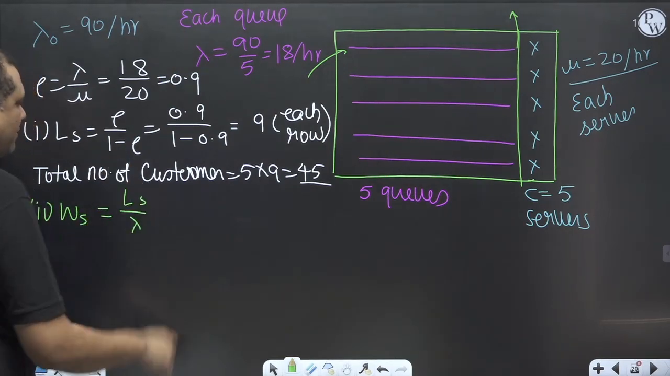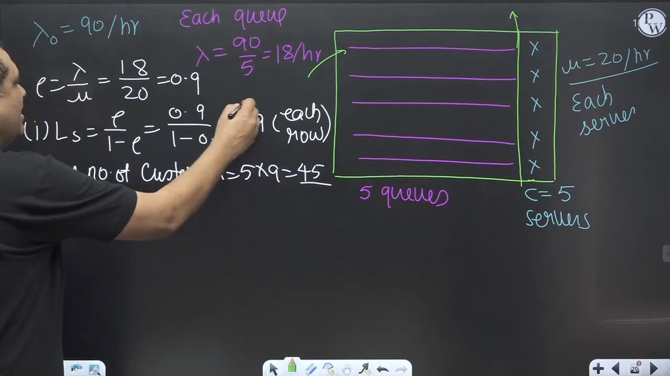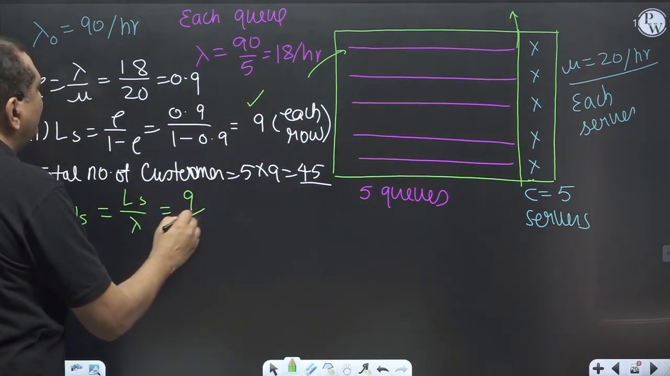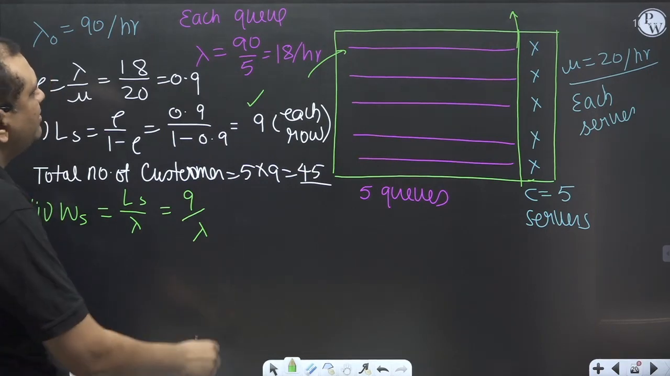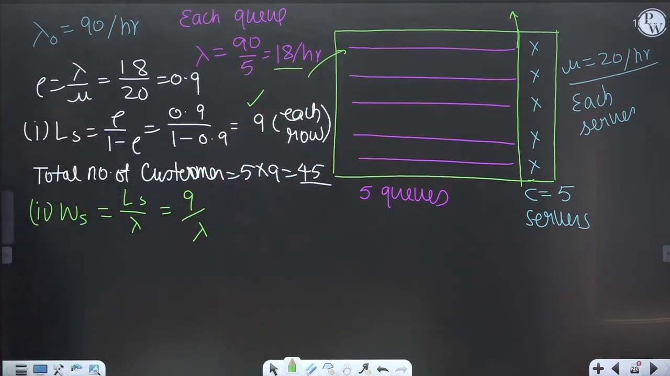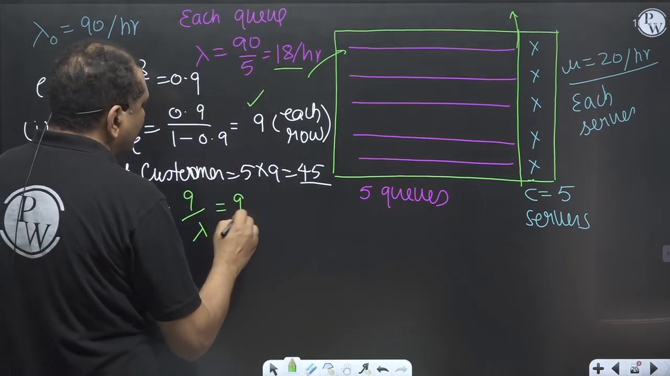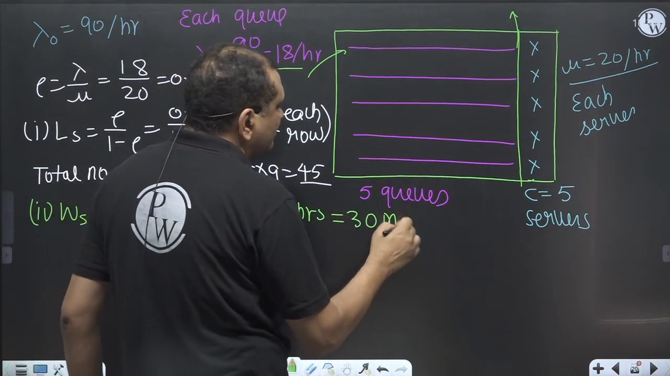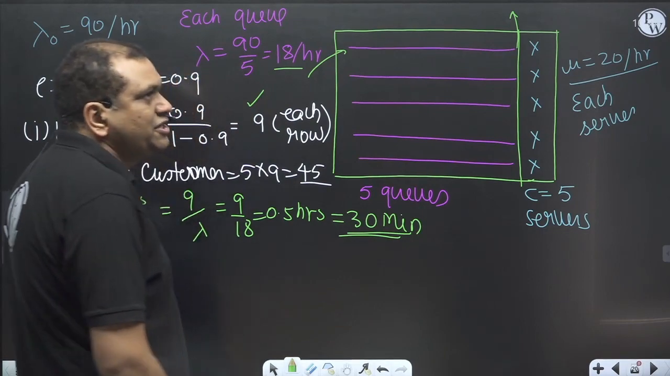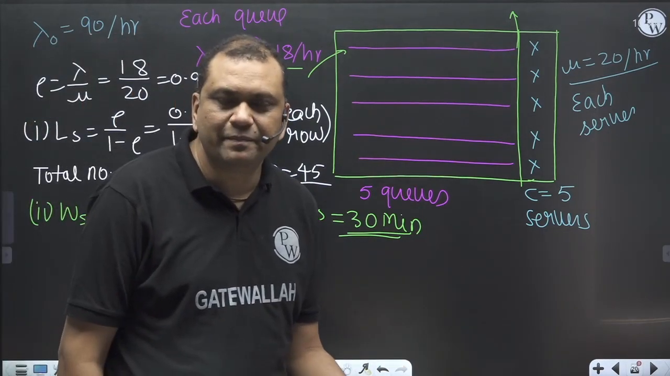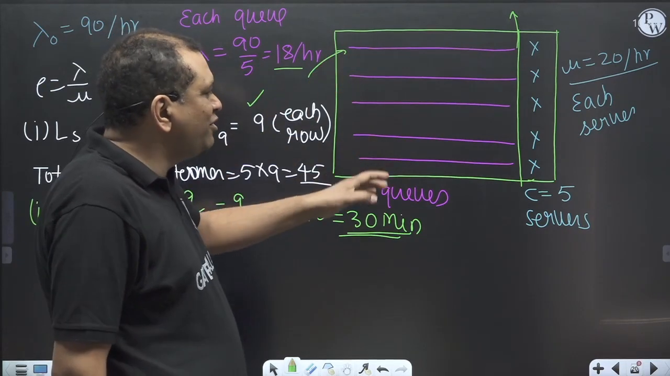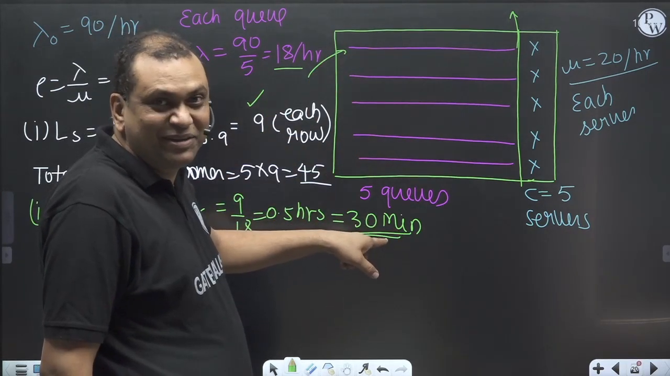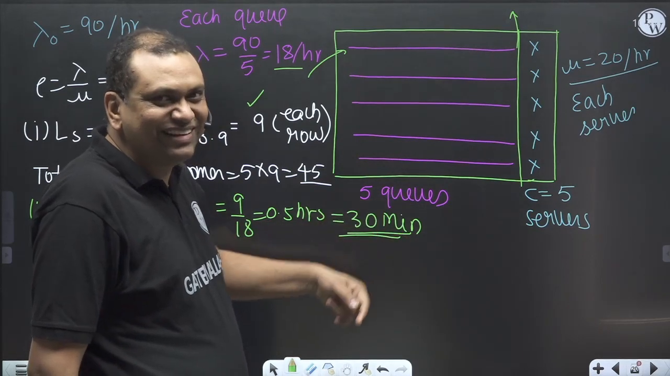LS by lambda. LS is 9, so 9 divided by lambda. Each lambda is 18. So that is 0.5 hours, so 30 minutes. Each customer spends approximately 30 minutes in the facility. It doesn't mean that this will be multiplied by 5, because he will not join all the queues.